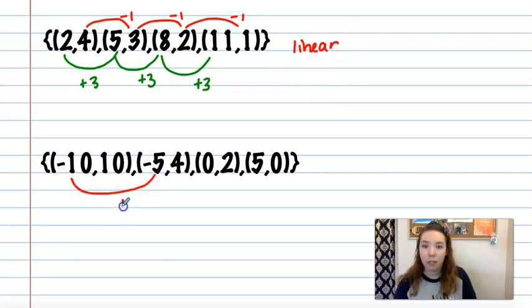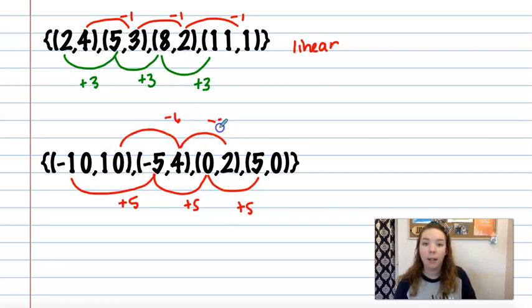Here I'm doing plus 5, plus 5, plus 5, and for the y's, minus 6, minus 2, minus 2. So this is not constant because of this first minus 6. So this is nonlinear.